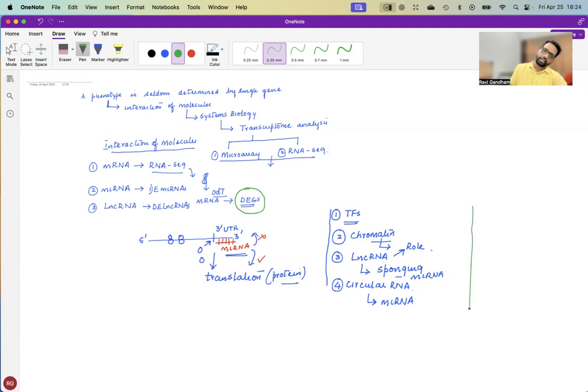And this study of interactions is finally termed systems biology. Systems biology. We'll talk about RNA sequencing and microarray in the next lecture.